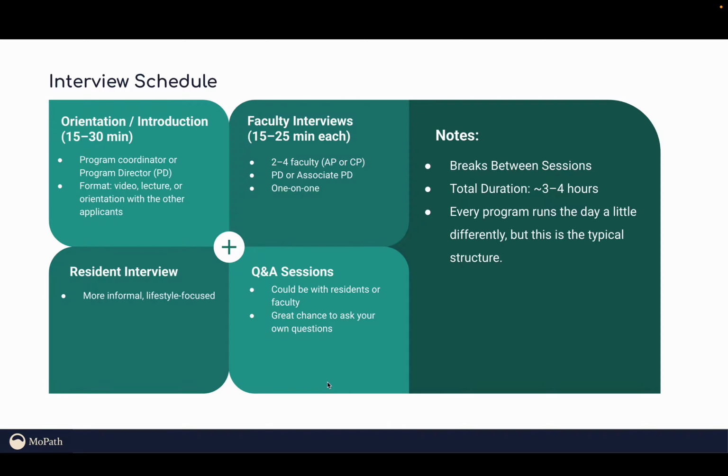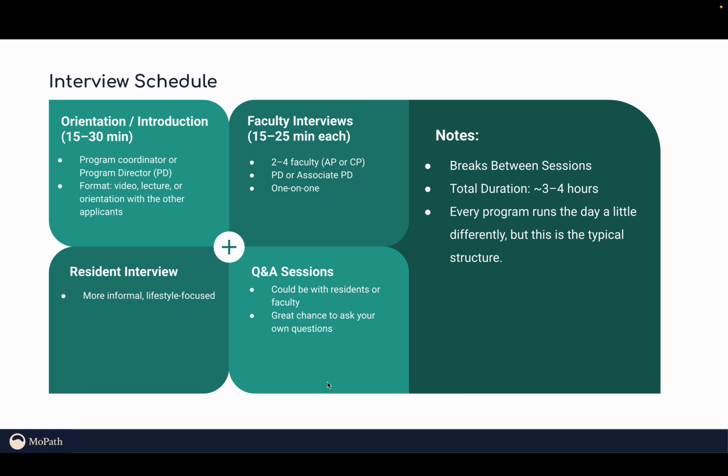Then you will move to the faculty interviews, and the average time for each interview is around 20 minutes. You will interview with 2 to 4 people, sometimes more, like five, including the program director or the associate program director, and it's one-to-one interviews. For the resident interview, it's a more informal interview.